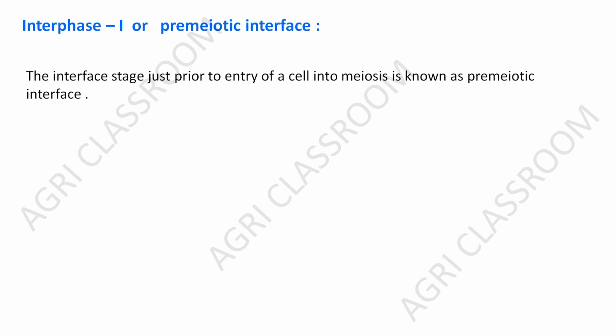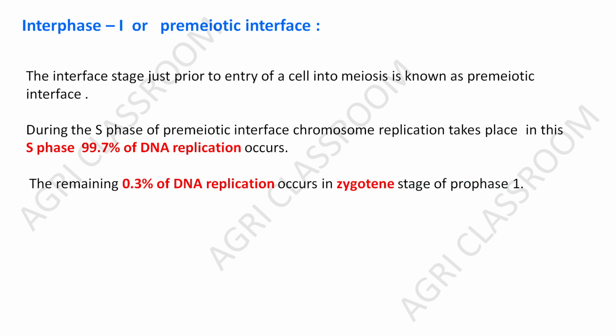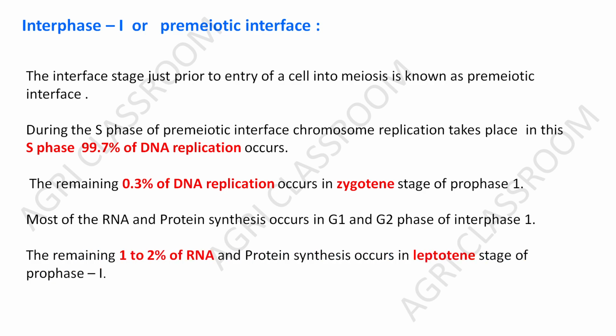Interphase 1, or pre-meiotic interphase. The interphase stage just prior to entry of a cell into meiosis is known as pre-meiotic interphase. During the S phase of pre-meiotic interphase, chromosome replication takes place. In this S phase, 99.7% of DNA replication occurs. The remaining 0.3% of DNA replication occurs in the zygotene stage of prophase 1. Most of the RNA and protein synthesis occurs in the G1 and G2 phases of interphase 1. The remaining 1 to 2% of RNA and protein synthesis occurs in the leptotene stage of prophase 1.